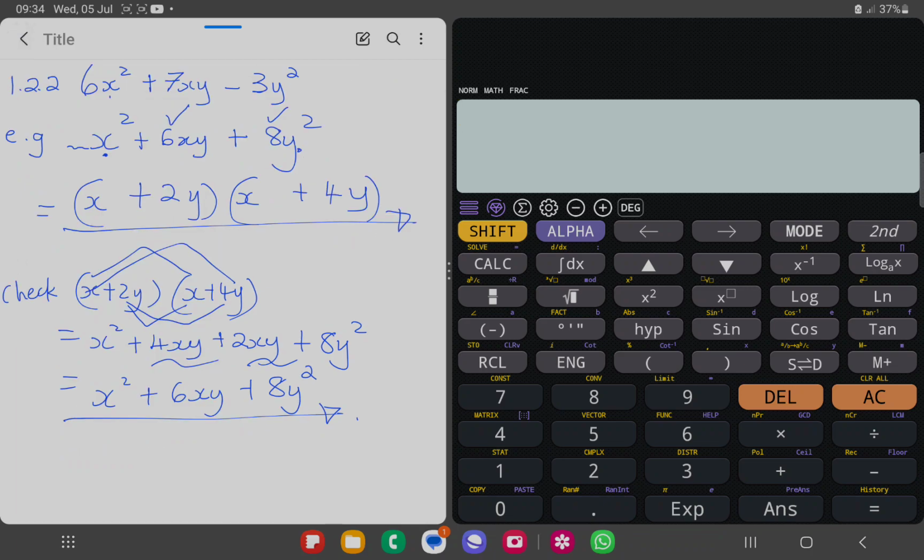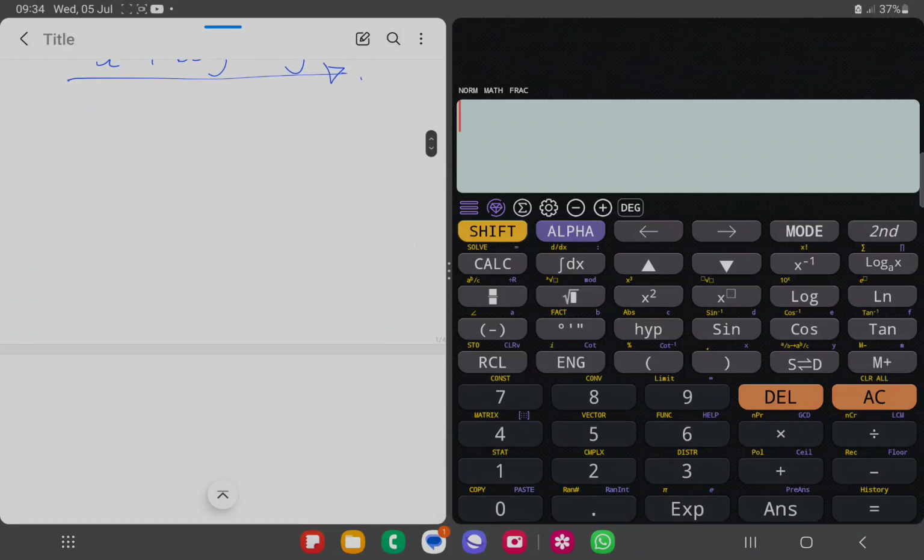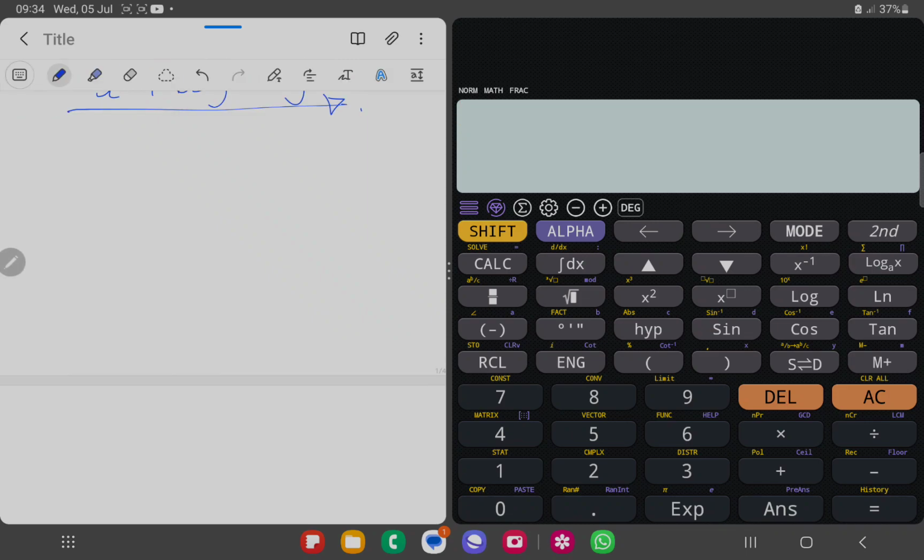Now we can factorize our expression. It's given as 6x squared plus 7xy minus 3y squared. Now the coefficient of x squared is 6. So what do we do? We're going to multiply this 6 by the coefficient of y squared. Sorry, we're going to multiply only the coefficients. So what is 6 times negative 3? The answer is negative 18.